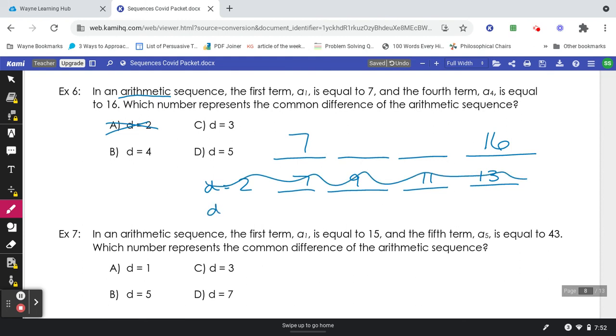And then you try it again with 3. And you can usually just use your calculator for this if you don't want to write everything out. Add 3 to make 10, add 3 to make 13, add 3 to make 16, and yes, that one works. So my common difference is 3.